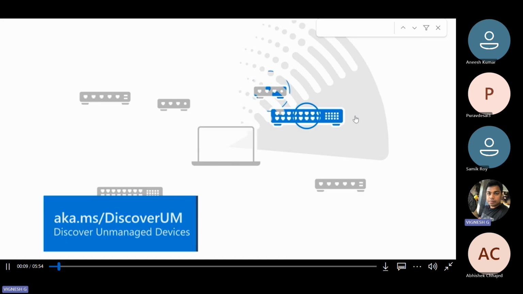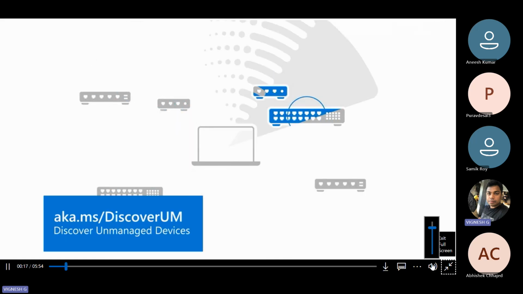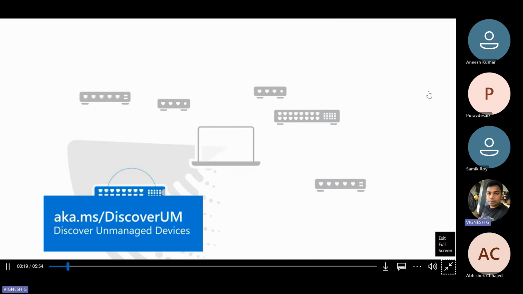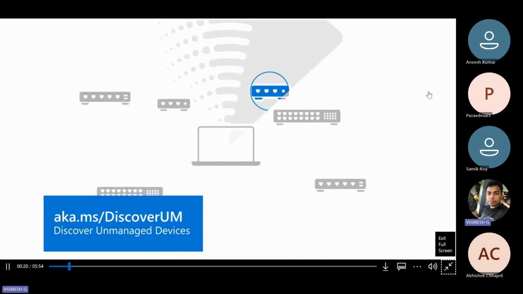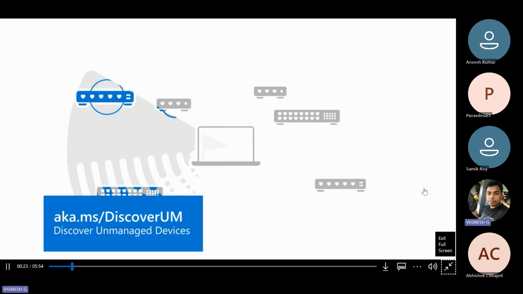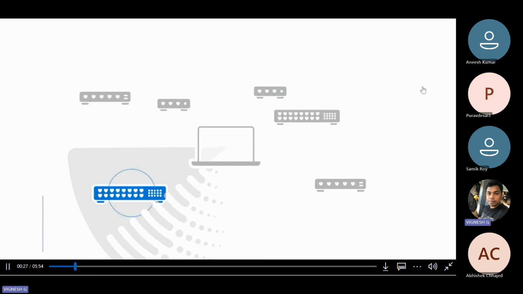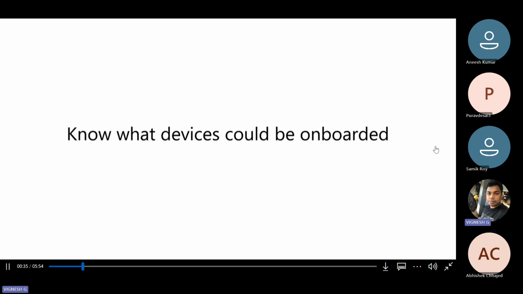In a previous video, I demonstrated how to discover unmanaged endpoints and network devices. That includes configuring endpoint discovery and performing a targeted scan for network devices. If you haven't watched that video, please do before continuing here. After setting up discovery, you're able to know what devices could be onboarded to Defender for Endpoint, but you haven't yet, for whatever reason.